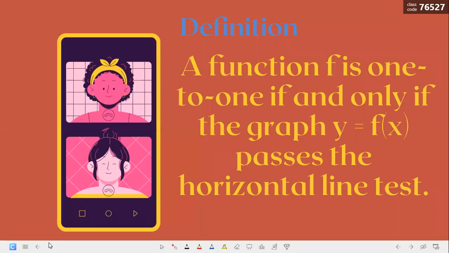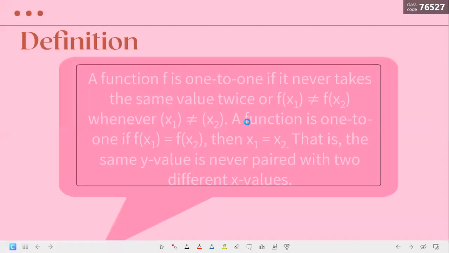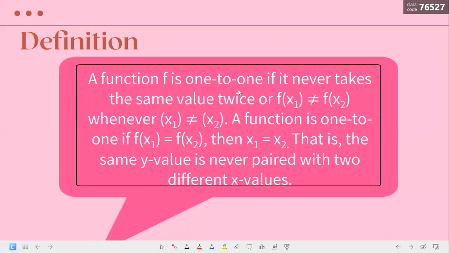Okay. Another one, with the case of the graph, a function f is one-to-one if, and only if, the graph y equals f of x passes the horizontal line test. So we have there the horizontal line test you have seen in the two graphs. And another definition that we can give for a one-to-one function is that it is one-to-one if f of x sub 1 is not equal to f of x sub 2, whenever x sub 1 is not equal to x sub 2.